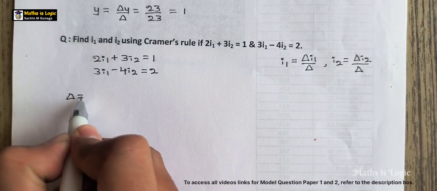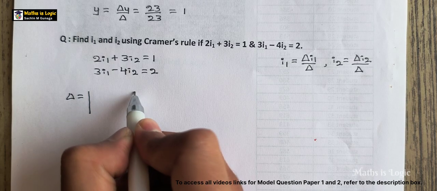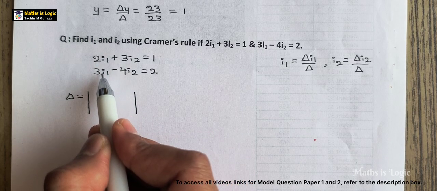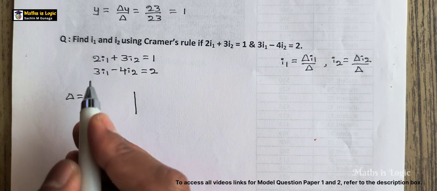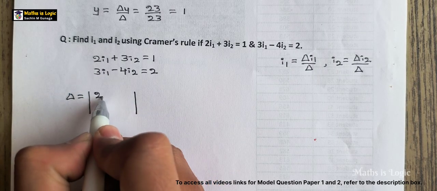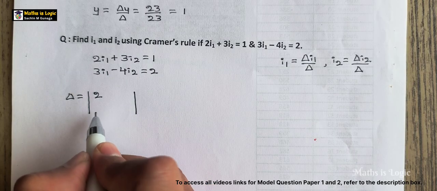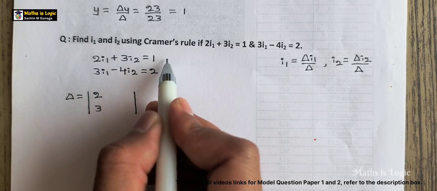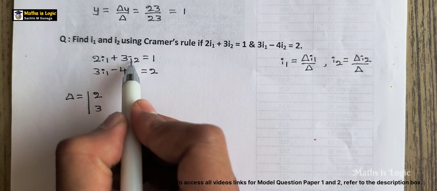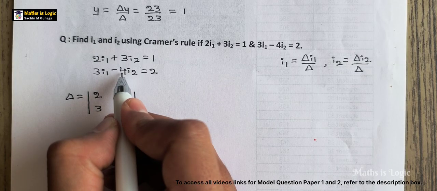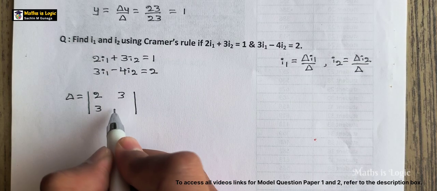So delta is equal to, to get this delta value, take the coefficient of I1 in equation number 1 and 2 and write it as the first column. The I1 coefficient is 2 and here the I1 coefficient is 3. Next, take the coefficient of I2 in equation number 1 and equation number 2. The I2 coefficient is plus 3, and the I2 coefficient is minus 4.